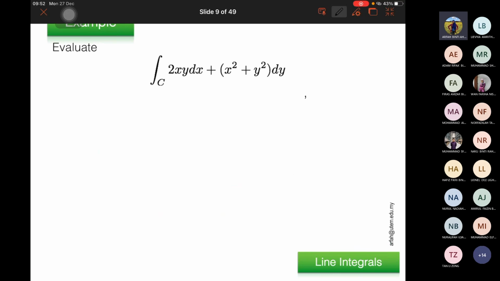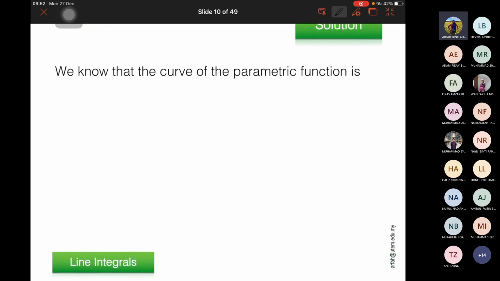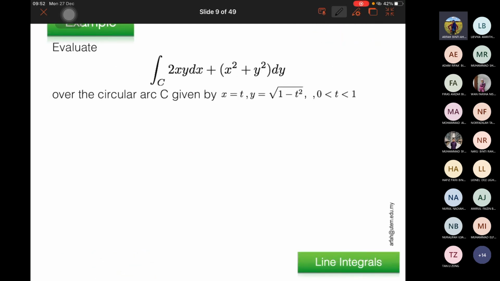Okay. So the question is similar. Evaluate the integration over the curve C of 2xy dx plus x squared plus y squared dy over the circular arc C given by x equal to t, y equal to square root of 1 minus t squared, where t takes values between 0 and 1. Okay, so let's take a look at how you are going to solve this particular question. First we want to draw the curve.